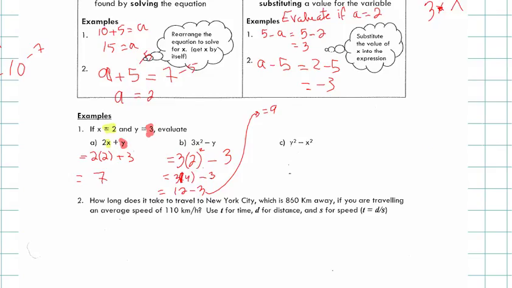So, what would I replace the y with? 3. So 3 squared minus 2 squared. So 3 times 3 and then 2 times 2. That's right. What's 3 times 3? 9, and then 4. 9, take away 4, which is 5. Is it positive 5?